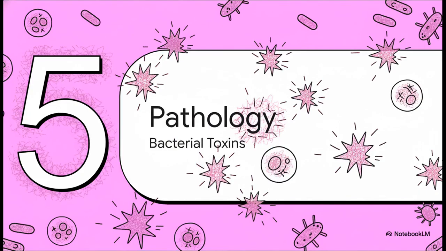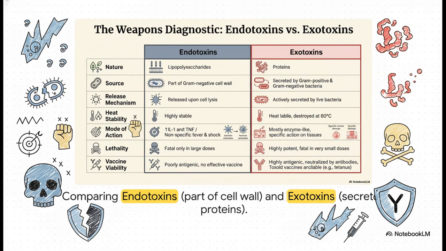We now arrive at the final stage of pathogenesis, the mechanisms of host damage. A significant portion of the pathology observed in bacterial diseases is directly mediated by potent bacterial toxins. This table, comparing endotoxins and exotoxins, is exceptionally high yield. You must know these differences.